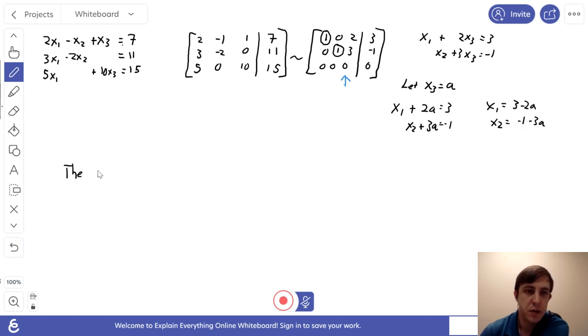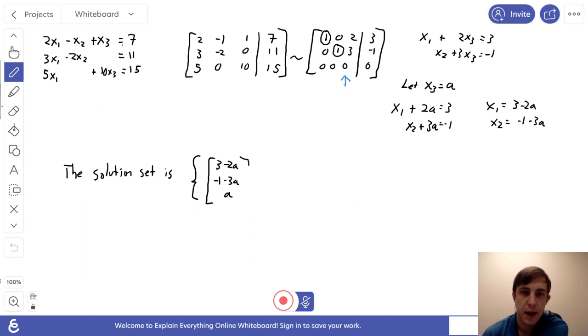So our solution set is simply: write down a vector. So x1 was 3 minus 2a, x2 was negative 1 minus 3a, and x3 was that free variable a. So all the vectors of that form such that a is any real number.